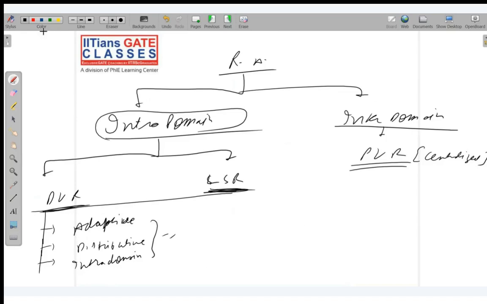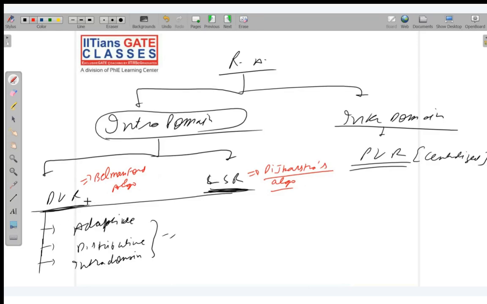Let me tell you these basic things also. DVR is based on the Bellman-Ford algorithm, which you have studied in your algorithms course. Link state routing is based on Dijkstra's algorithm. Someone calls it Dijkstra, but it is Dijkstra's algorithm. So DVR is based on Bellman-Ford and LSR is based on Dijkstra's algorithm.